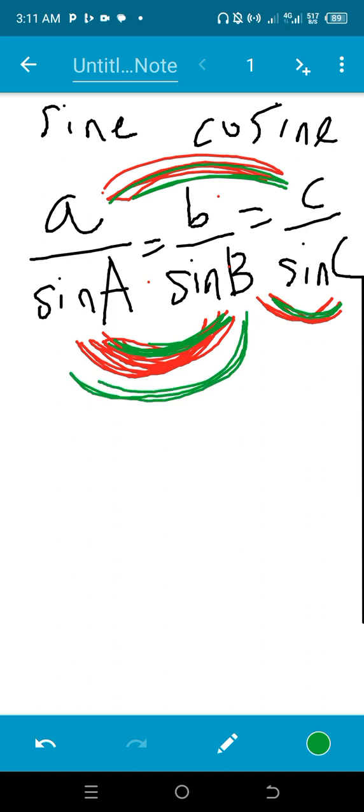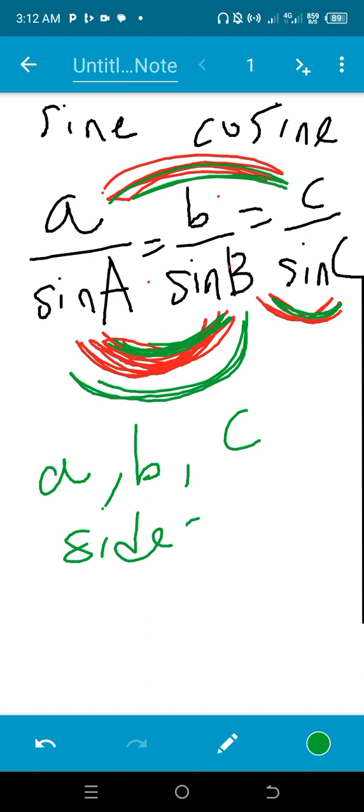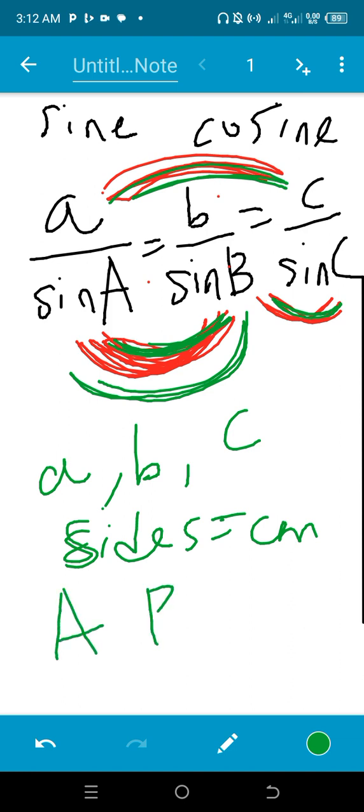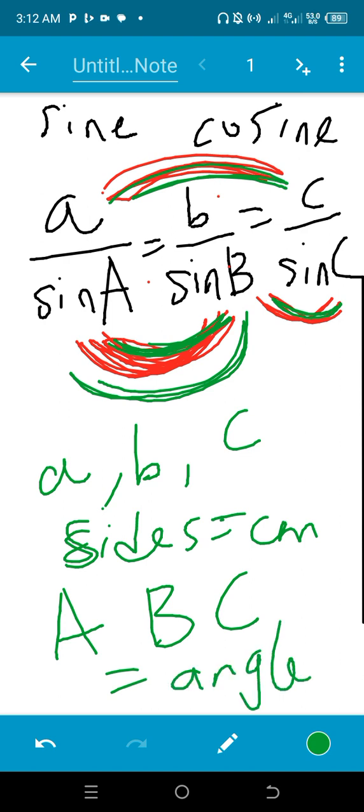But the major point I'm bringing out is that the small a, b, and c represent the sides, and the sides are always in centimeters or meters. Then the capital letters A, B, and C represent the angles. I know we all know this. Many people always make the mistake of forgetting the cosine rule, and that is the reason for this video. So now let's get there.